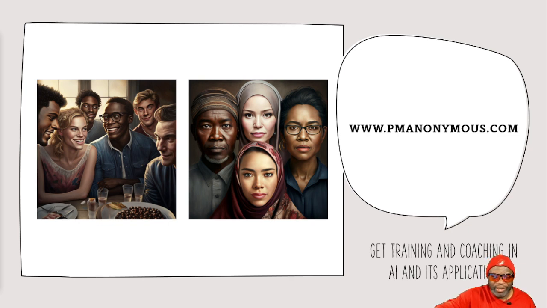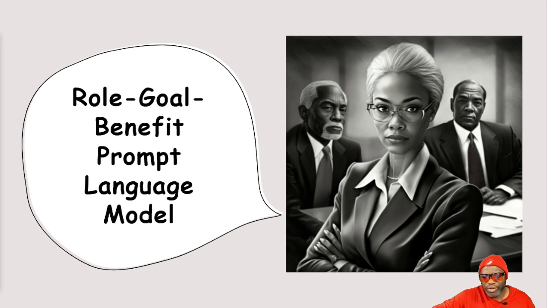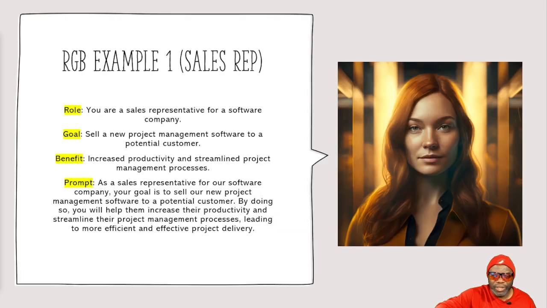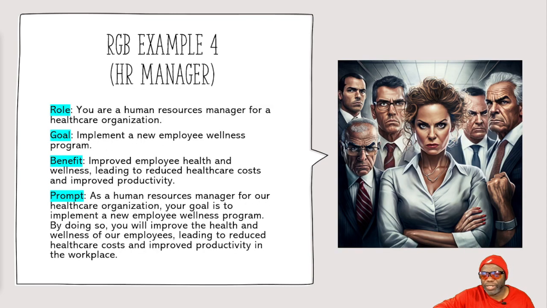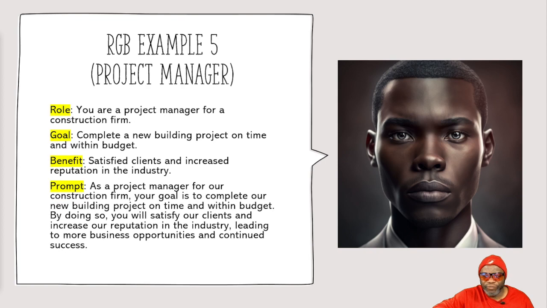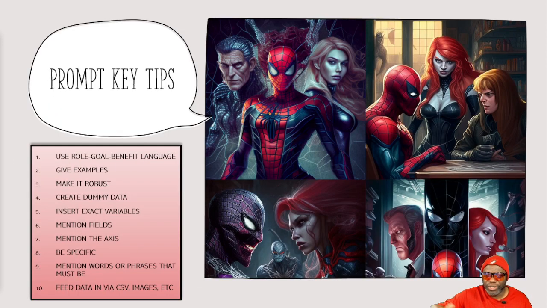But don't forget, if ever in doubt, you got to use the role, goal, benefit, prompt language model. You got to use that model just like I've shown you in these examples. This is powerful stuff, my friends. And you got to get very specific, very precise when you input the information. Remember, you got to mention fields, mention axes, be specific, mention words or phrases that must be, and feed data in.